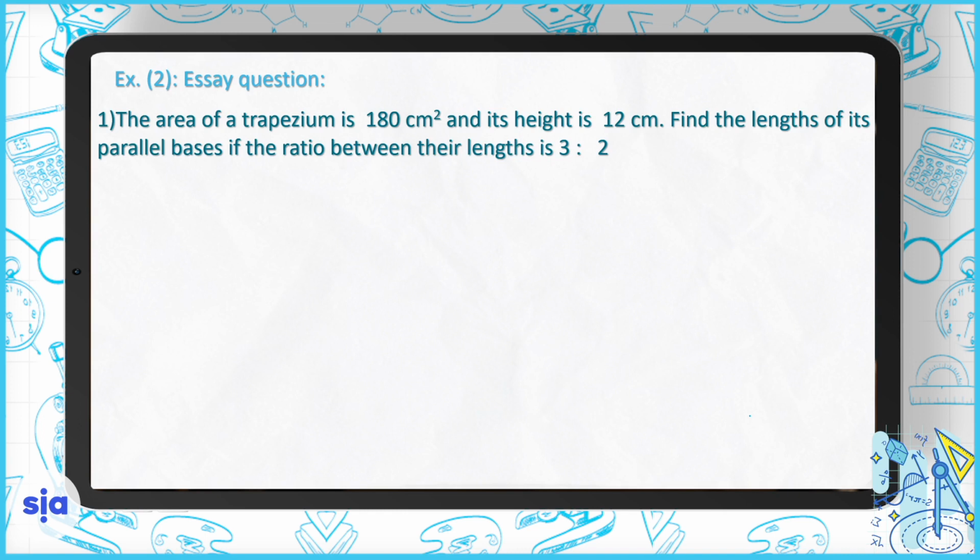In question 1, the area of the trapezium is 180 centimeters squared and its height is 12 centimeters. How can we find the length of the two parallel bases if the ratio between their length is 3:2? As we have the ratio question, we're going to let B1 be 3x, where B2 is 2x. So the ratio, we write x next to each one.